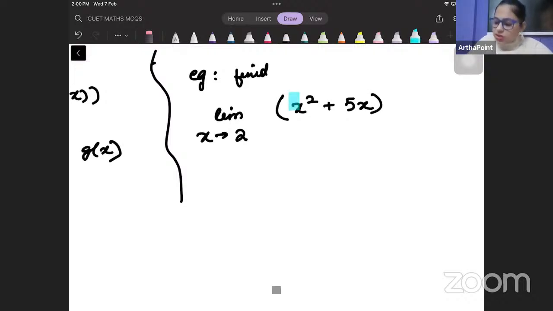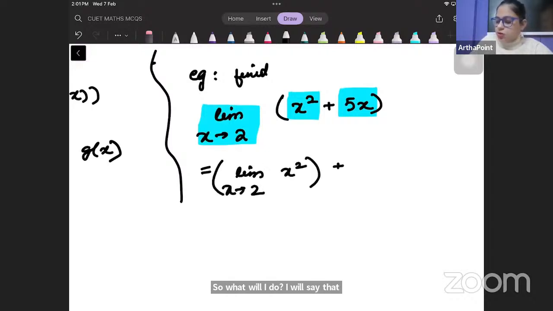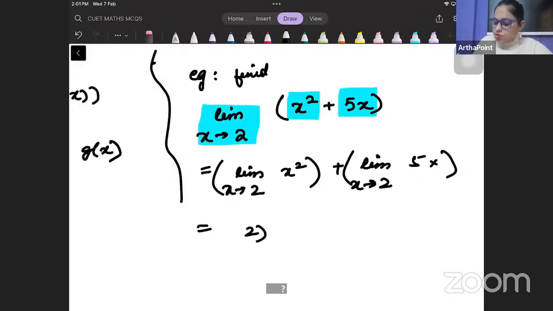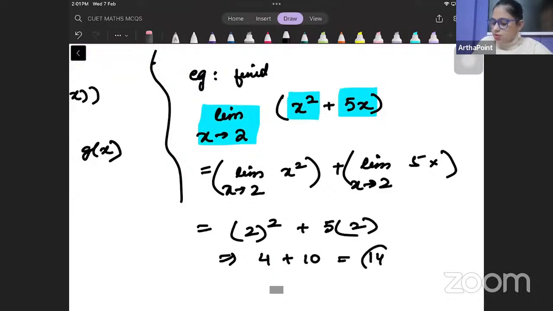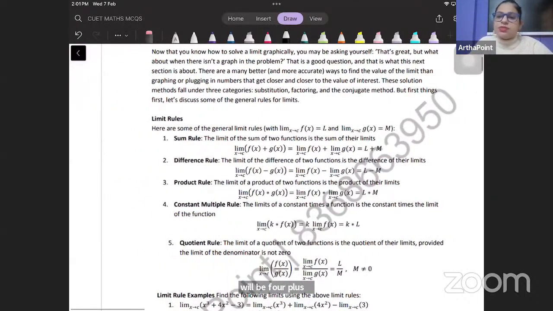Meaning there are two functions here, one is x square, one is 5x, and I need to approach 2. So what will I do? I will simply put the limit on x square and put the limit on 5x. So this will be 2 square plus 5 into 2. This will be 4 plus 10. This will be 14. So the answer to this question will simply be 14.